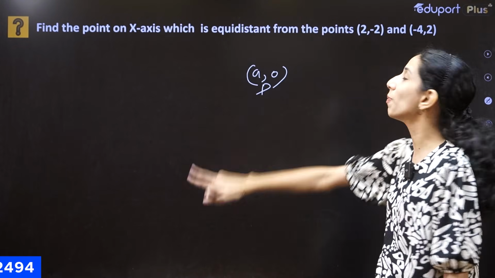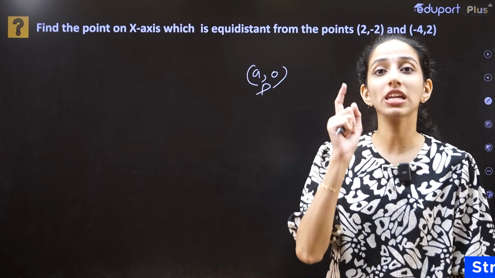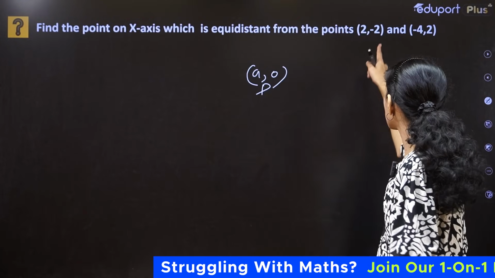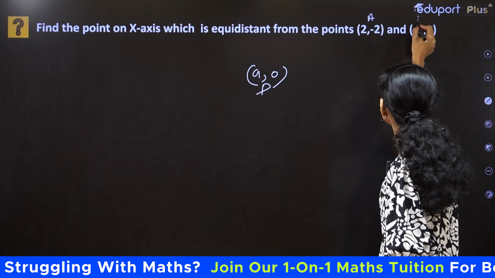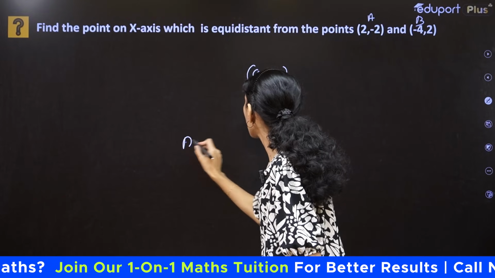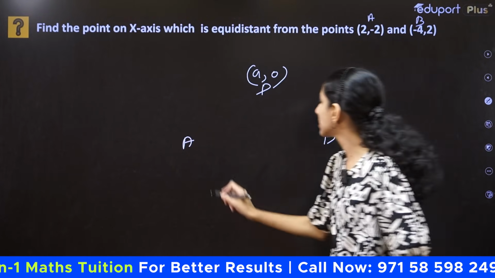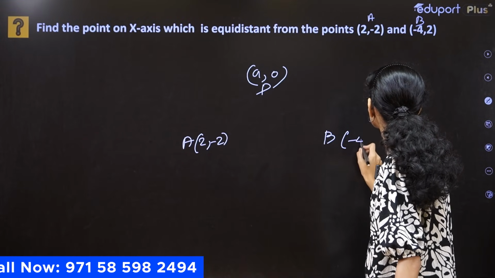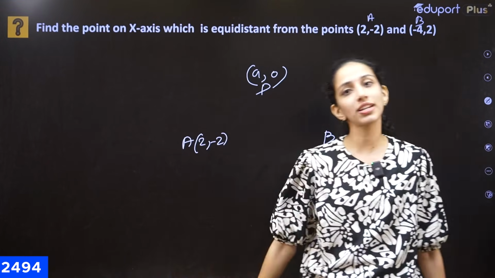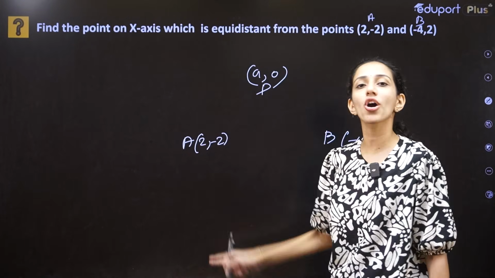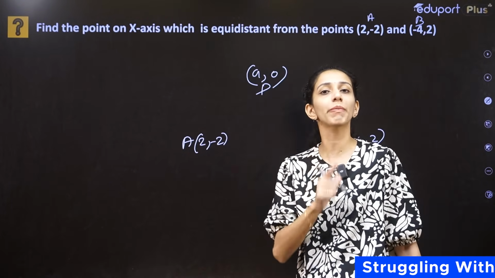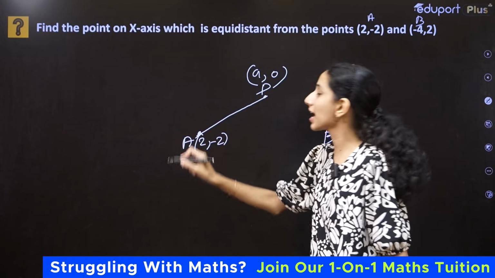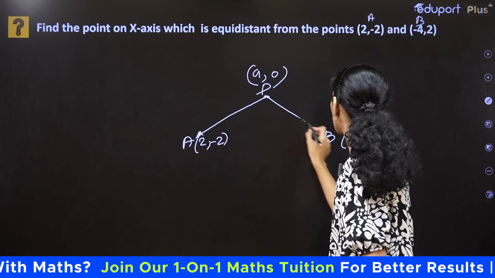And here we have 2 points, and those 2 points are equidistant from the point P. Okay, so we can name these 2 points as A and B. So I label A here and B here. So A is (2, -2) and B is (-4, 2). In the question it is given that these 2 points are equidistant. What does that term equidistant mean? That is, if we join P with A, this PA is equal to this PB.